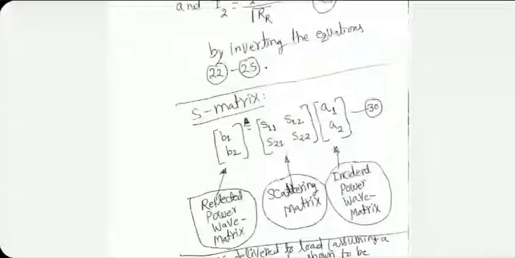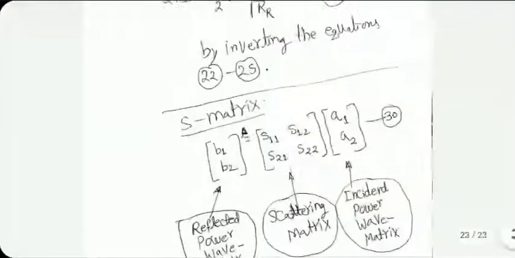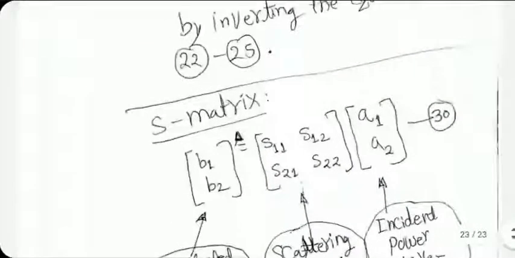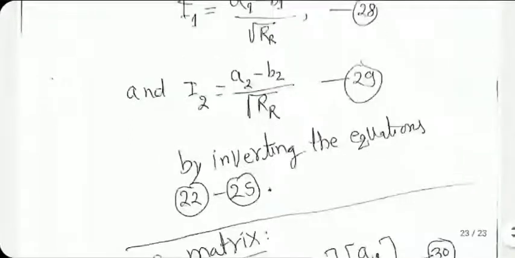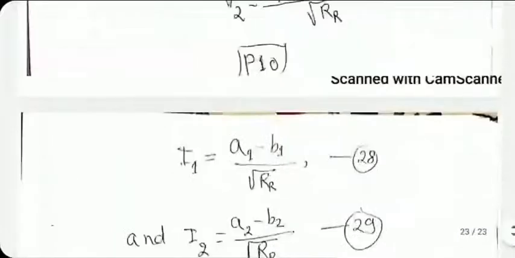The definition for S parameters in terms of a1, a2, b1 and b2 is what is described here in equation 30. This is how the S parameters are defined, where b1, b2, a1 and a2 are not voltages anymore. These are actually square root of power, if you look at it carefully.